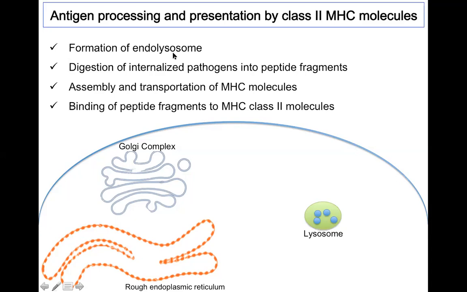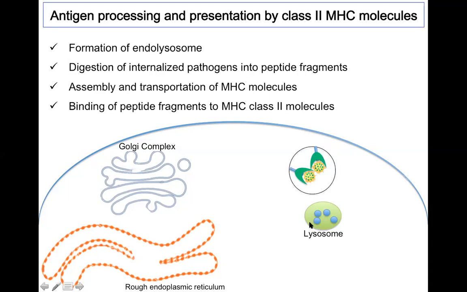So first we have to learn how the endolysosome is actually formed. In the endolysosome, the engulfed pathogens are digested with the help of proteolytic lysosomal enzymes to form short peptide fragments. Initially, when the APC internalizes the pathogens, if you look here, the pathogen is coming inside the body, and you can see here, this is a lysosome.